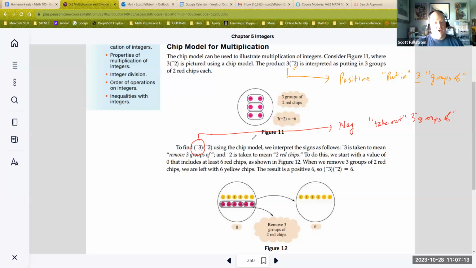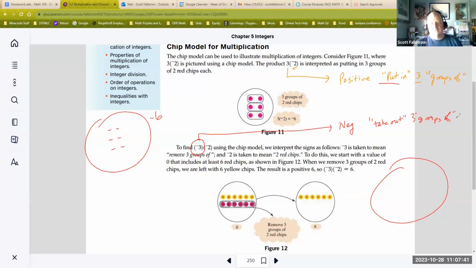Now the problem is, when we're starting with multiplication, we always start with kind of nothing. We have nothing to start with. So if we say put in 3 groups of -2, well, I could put in 3 groups of -2, perfect, and that would be -6. But when I have to take something out, but I'm starting with nothing, we need to use those 0 pairs. I have to take out 3 groups of -2, and that's what I need to take out.